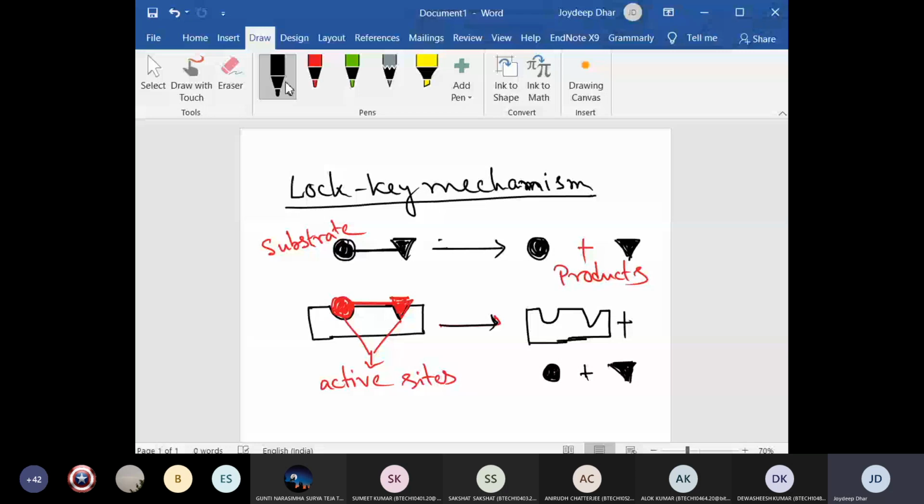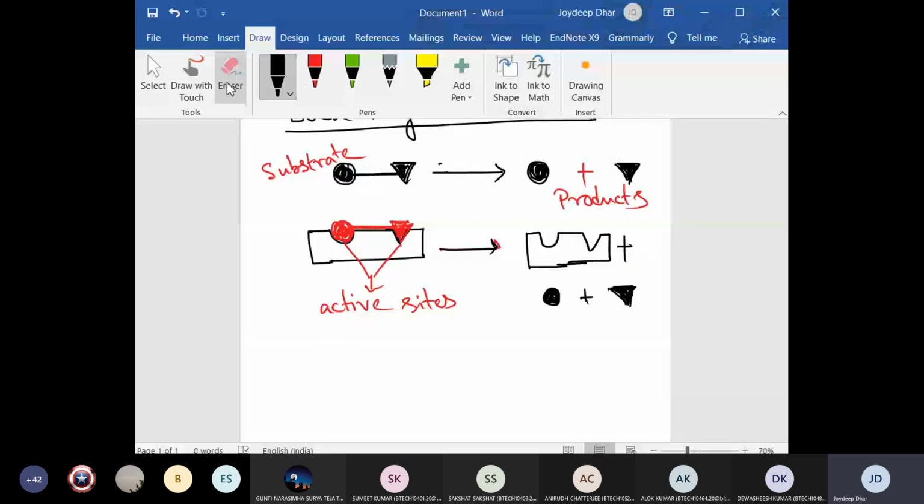This is a schematic. This is where enzyme and substrate have reacted, so this is a complex, known as the enzyme substrate complex. I am showing it in a single figure. When enzyme and substrate have bound each other, it is the enzyme substrate complex, and in the final step you will have the enzyme back and the product.